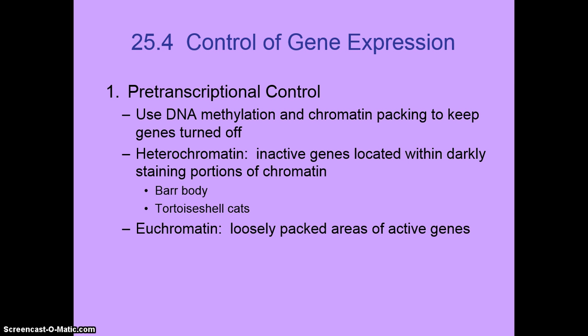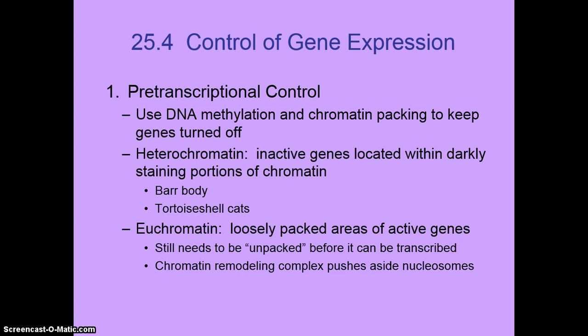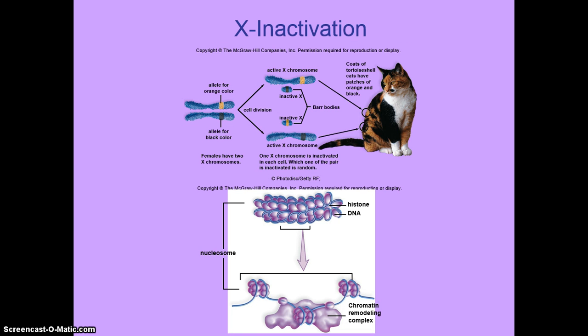Let's also look at euchromatin. So the euchromatin are loosely packed areas of active genes, and they still need to be unpacked before they can be transcribed. And the chromatin remodeling complex pushes aside the nucleosomes. And once the nucleosomes are pushed aside, then the section of DNA that needs to be expressed can then be transcribed and expressed.